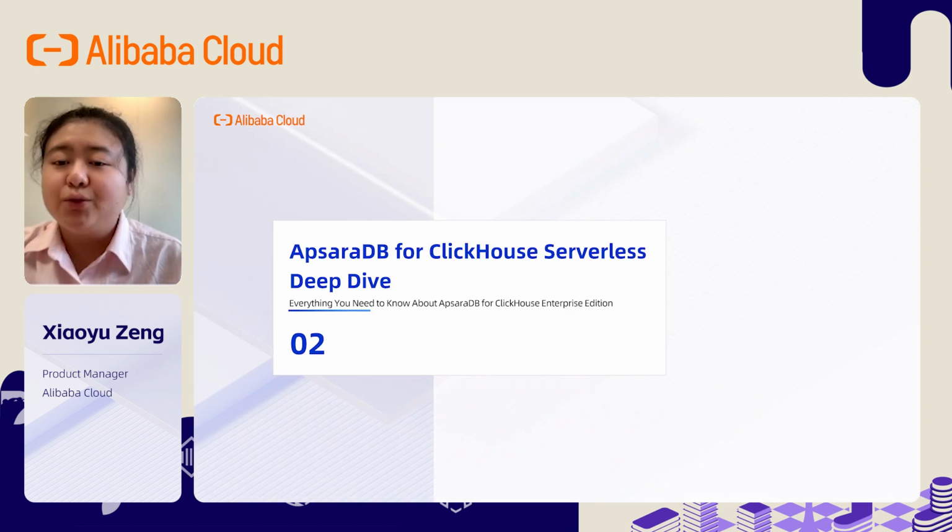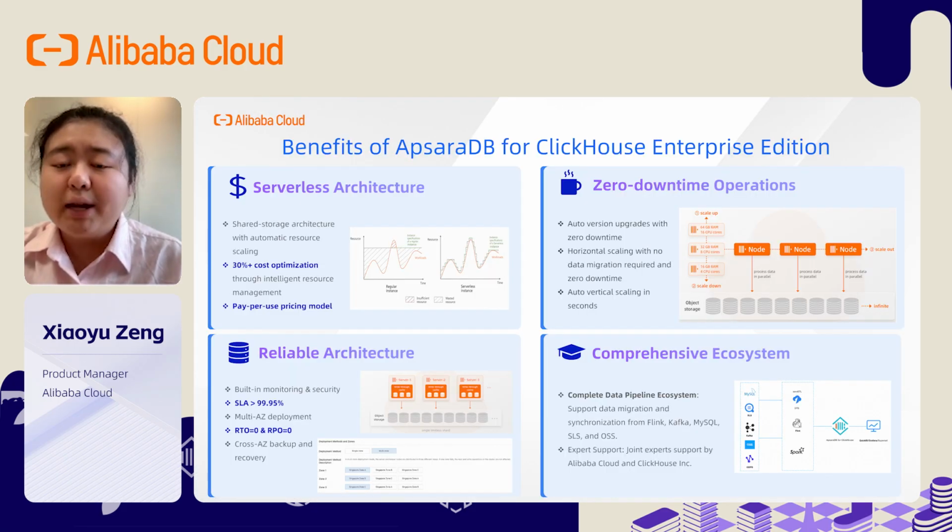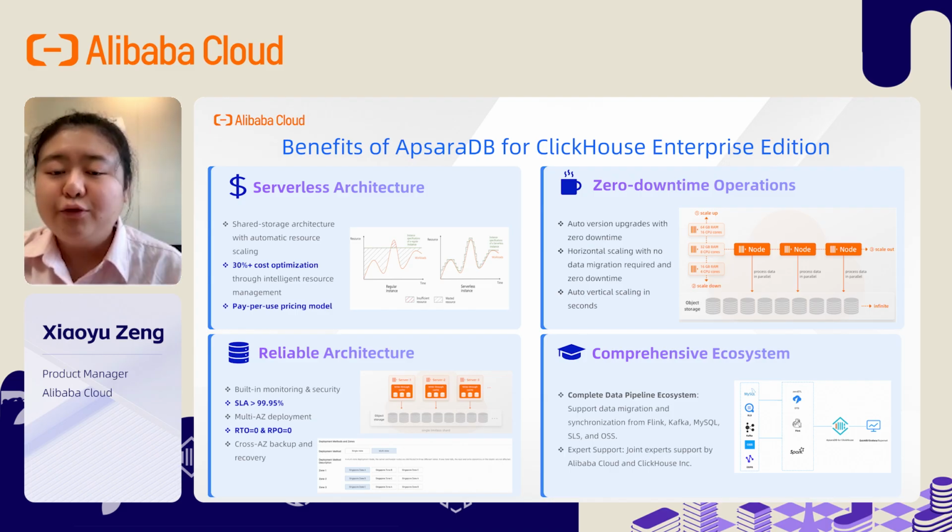Okay, let's transition to our technical deep dive into ApsaraDB for ClickHouse Enterprise Edition. The Enterprise Edition is 100% compatible with open-source ClickHouse and performs much better in cost, operations, reliability, and ecosystem over self-built ones. First, our automatic scaling according to the workload helps cut costs by over 30% by avoiding compute resource waste during off-peak periods.